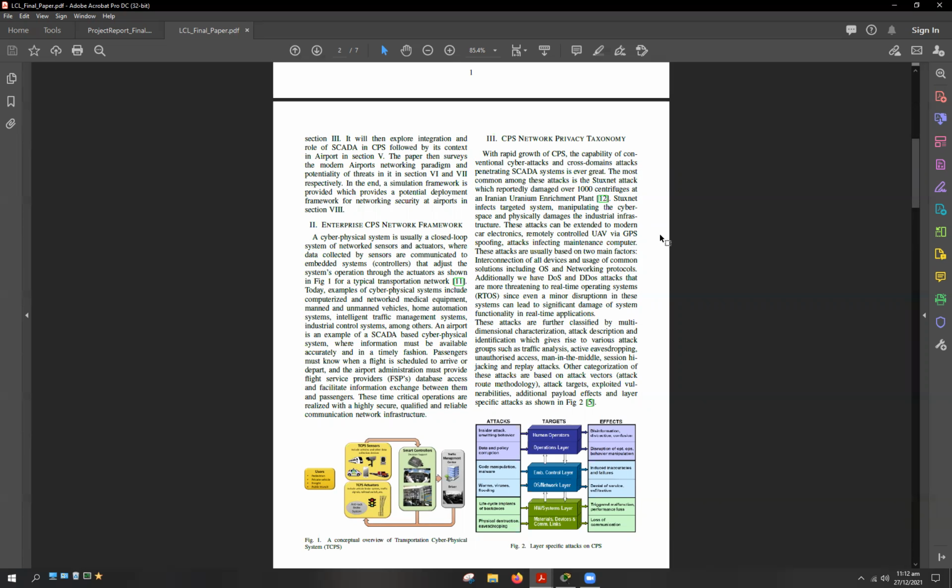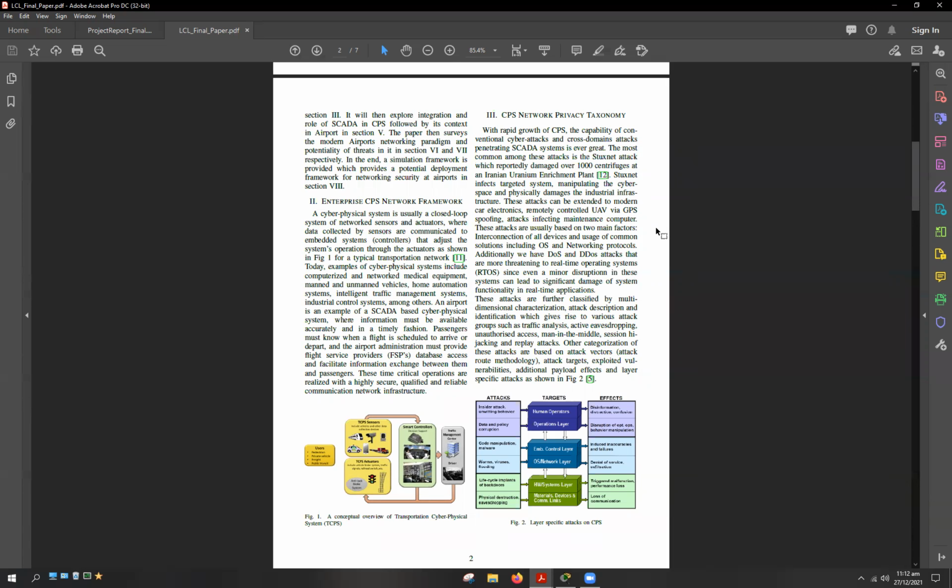Once we had surveyed the framework for the existing infrastructure of the airport, next we studied the potential attacks or the privacy taxonomy for these airports, where we identified a couple of attacks such as the ones I mentioned before, including DOS and DDoS. And apart from that, we also looked at the Stuxnet worm, which is usually found within the SCADA system. One example of where it was deployed was in the Iranian uranium enrichment plant back in, I believe, 2016 or something, but I'm not sure about that, where it reportedly damaged about 1,000 centrifuges of the Iranian enrichment plant, which are basically used to enrich the uranium.